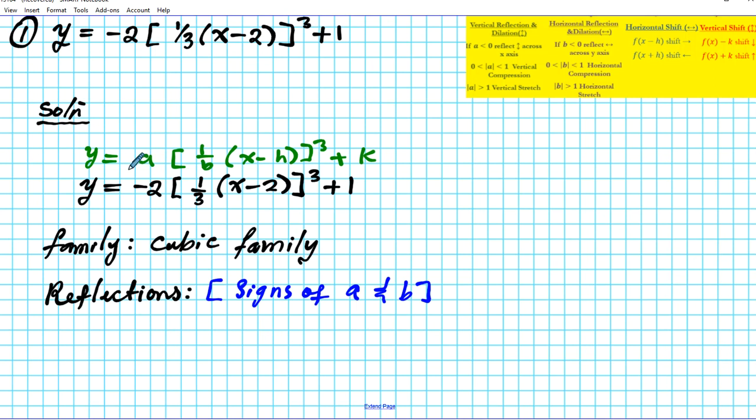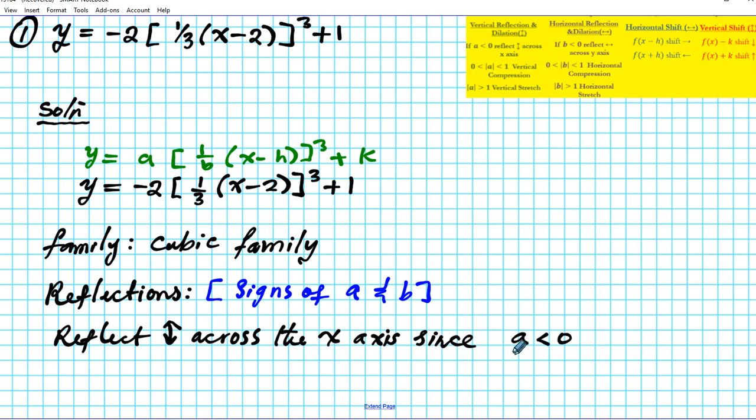Now, if you take a look at this problem we have, we notice a is negative. So what does that mean? The negativity of a means that we're going to reflect vertically across the x-axis. Why? Since a is less than 0, that results in a vertical reflection as indicated here. For horizontal reflections, there are none since b is positive, so we just have only one reflection. That's that for the reflection story.